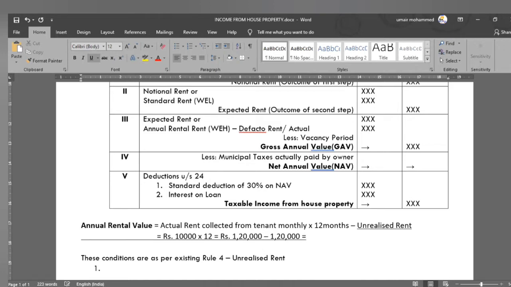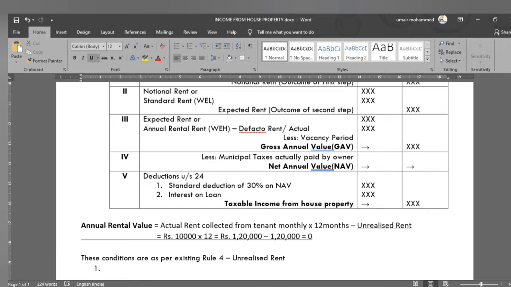So now what will happen? Annual rent value will be 0. So there are possibilities that the owner might do bungling like this. He might say, okay, the tenant is not paying. But the income tax department will not listen to the excuses given by the owner.